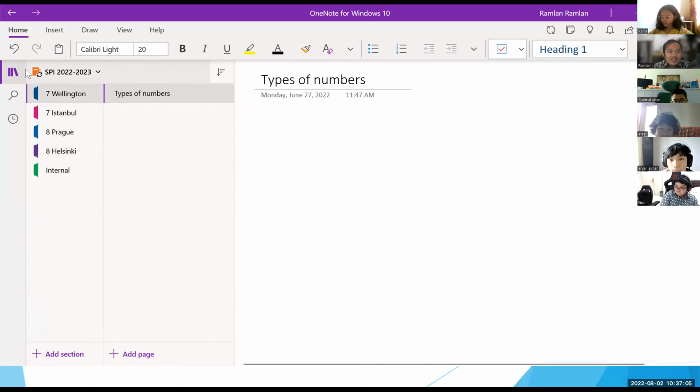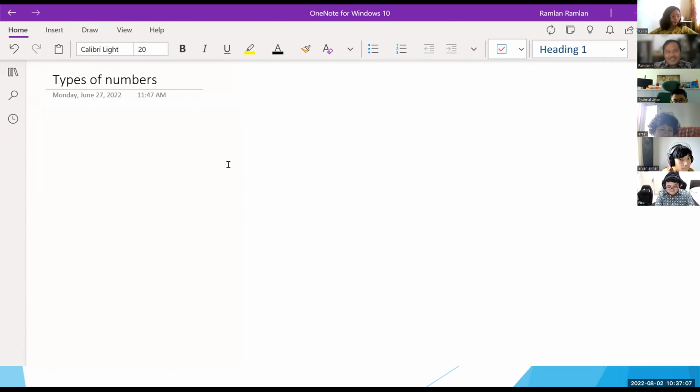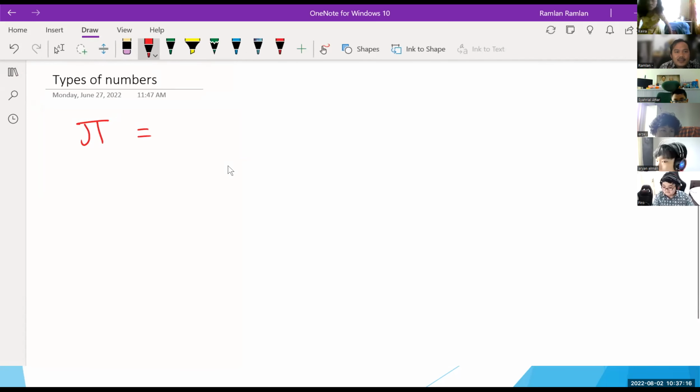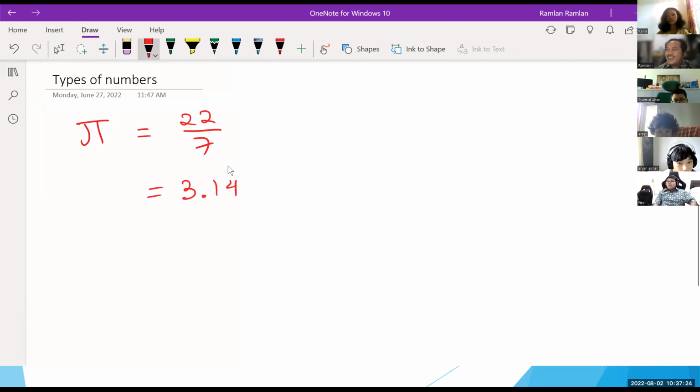Okay, so let's talk about that. Very interesting. Pi, I'm going to write it down like this. When you are in elementary school, you said this is 22 over 7, but it's actually not equal to 22 over 7. I said that it is an irrational number, so we're going to decide whether pi is actually a rational number or an irrational number.